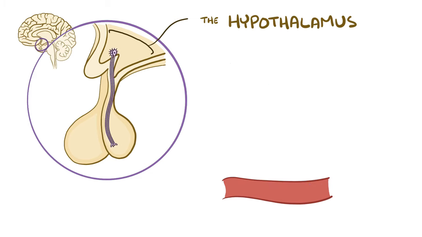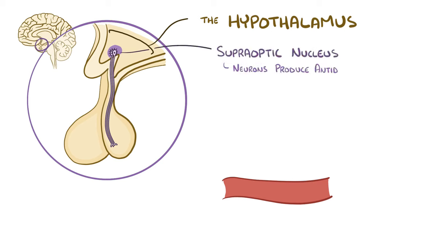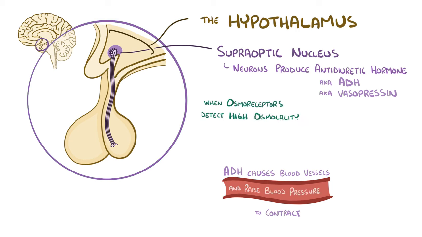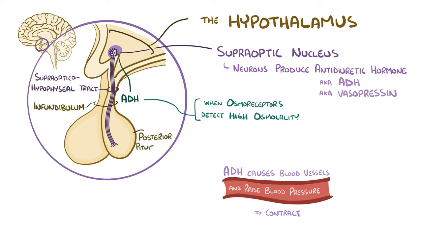In addition to osmoreceptors, the hypothalamus has a cluster of neurons that are found in a specific spot called the supraoptic nucleus. These neurons produce a hormone called antidiuretic hormone, or ADH. ADH is also called vasopressin because it causes smooth muscle around the blood vessels to contract, which increases blood resistance and raises the blood pressure. When the osmoreceptors detect high osmolality, they signal the supraoptic nucleus to send ADH down the supraoptico-hypophyseal tract, which runs through the infundibulum, or pituitary stalk, and into the posterior pituitary gland, where it's then released into the blood.